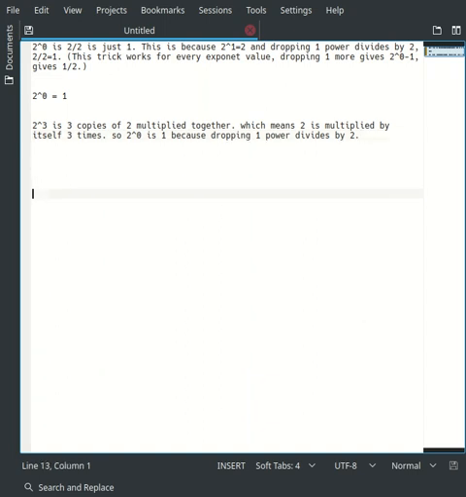Because fractional exponents are even a different thing entirely. Let's say we have 2 to the 2/3. What does that mean? Does that mean we have 2 multiplied by itself 2/3 of a time? What does that mean?